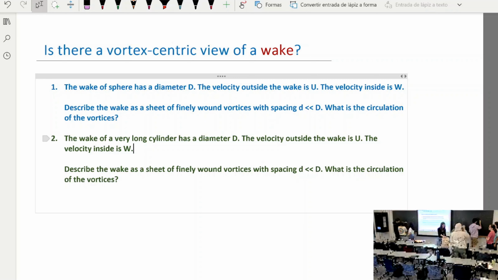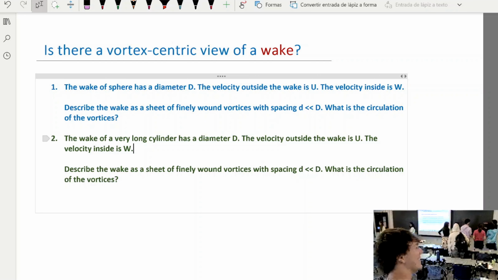That's a great question. What do you mean they're not like that? Think about the shape of the wake. If you have a cylinder like that, it's very long in this direction. So the wake looks like a sheet with a finite length and a finite thickness. The inside of this is W, outside of it is U, right? So where are the vortices?